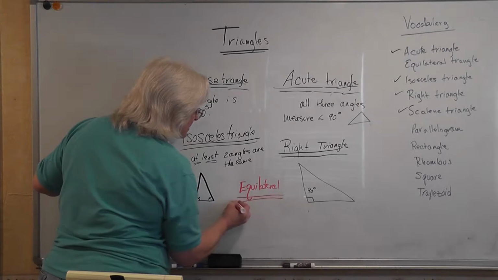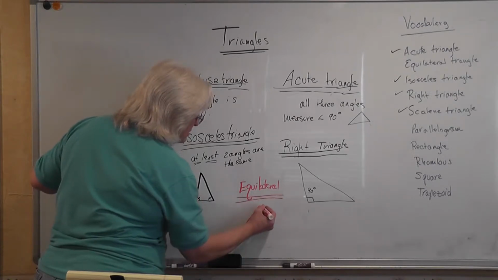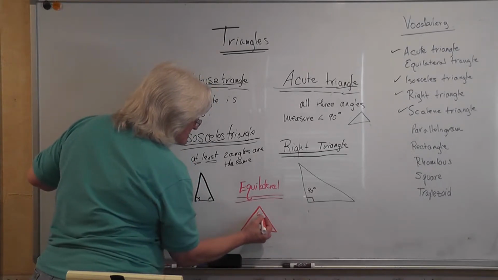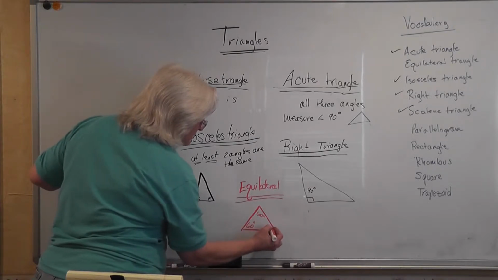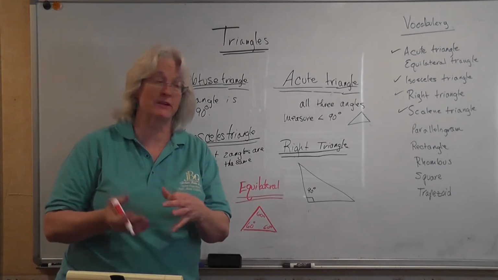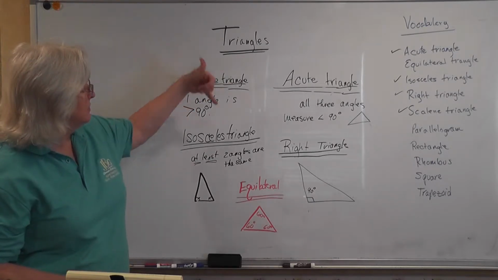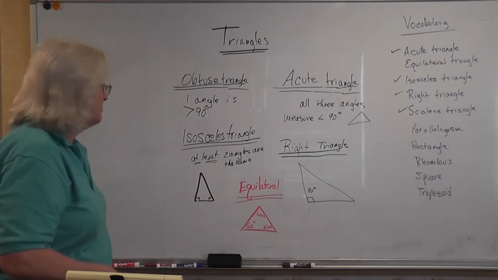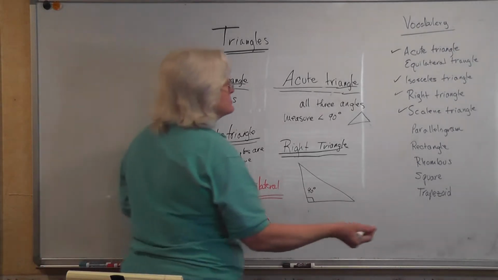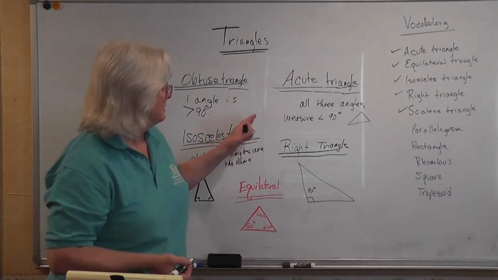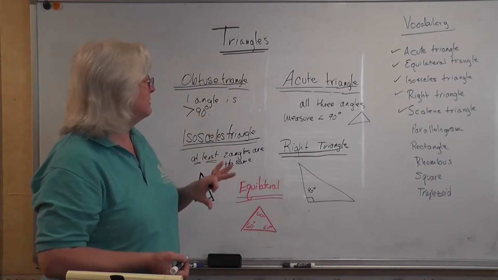Equilateral triangle. An equilateral triangle has all three angles the same, and that means that each of the angles in an equilateral triangle has a measure of 60 degrees because they're the same. Obtuse, acute, isosceles, right triangle, equilateral triangle. Those are the most important ones to remember when you're talking about triangles here.